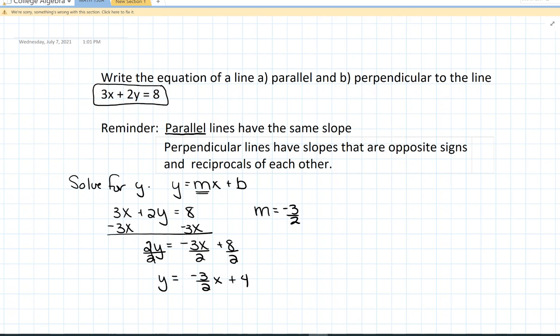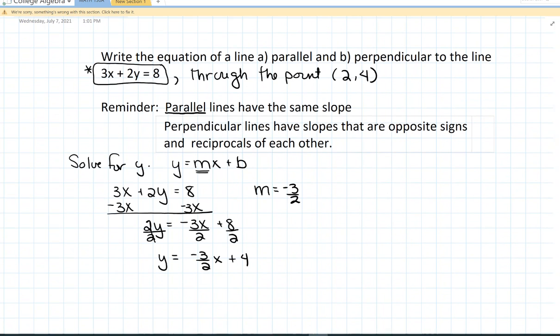So if I want to write the equation of a line, parallel or perpendicular to a line, I also need to know a point that I'm going to be going through. So in this one, I'm going to finish up this question by saying our line is going to go through the point, I don't know, 2, 4. Okay. So for my part A, write the equation of a line that's parallel to this line and goes through the point 2, 4.